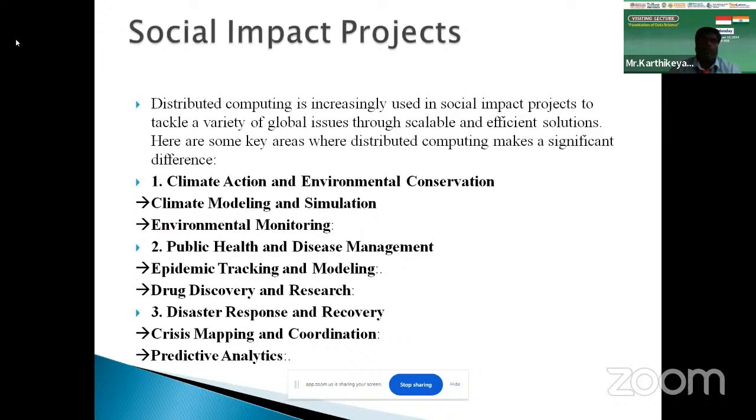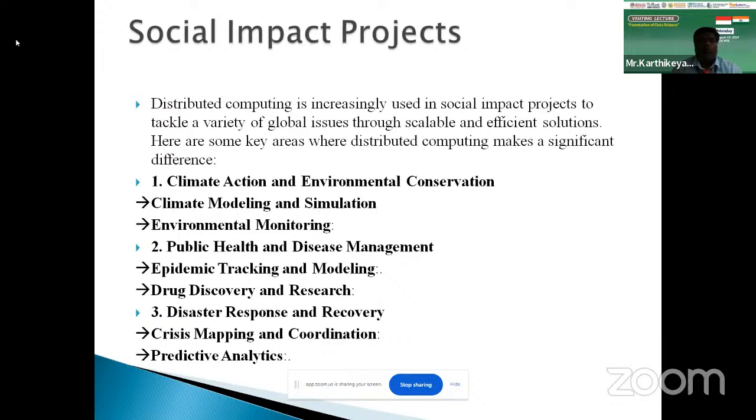The first one, climate action and environmental conservation. So it has climate modeling and simulation. Distributed computing enables the analysis of complex climate models to predict climate changes and assess environmental impacts. Projects like the Community Earth System Model utilize distributed resources to simulate climate scenarios and to guide policy decisions.